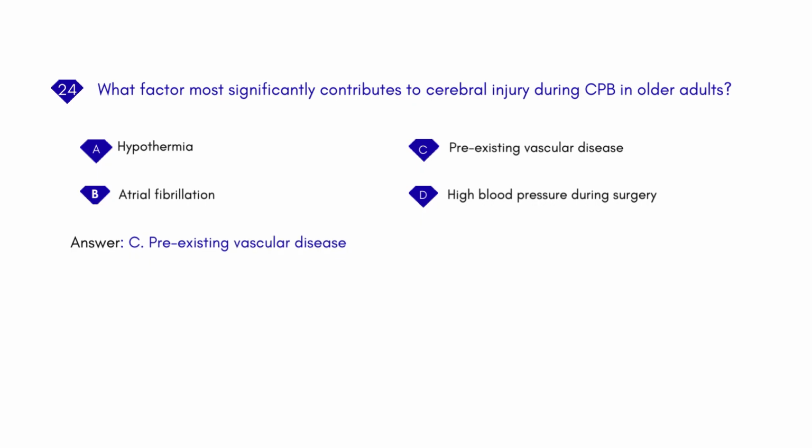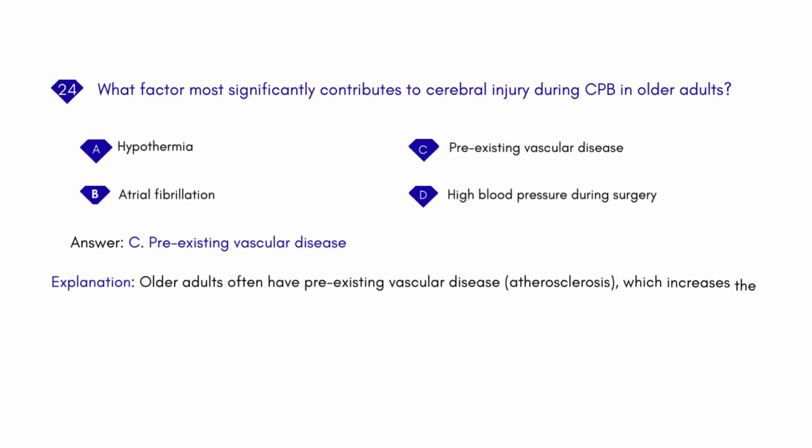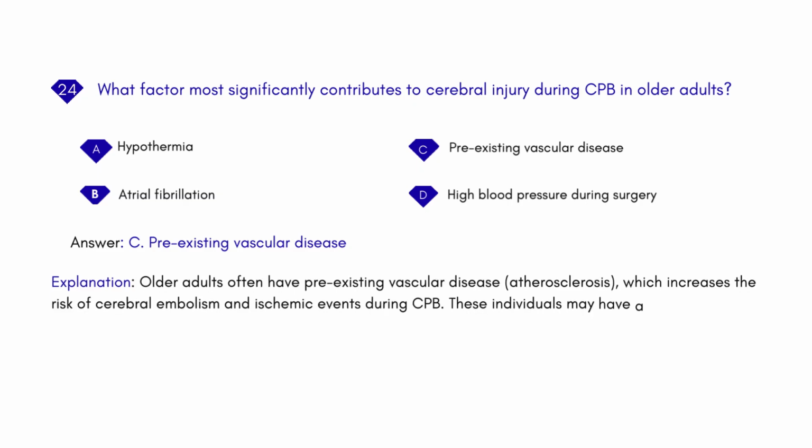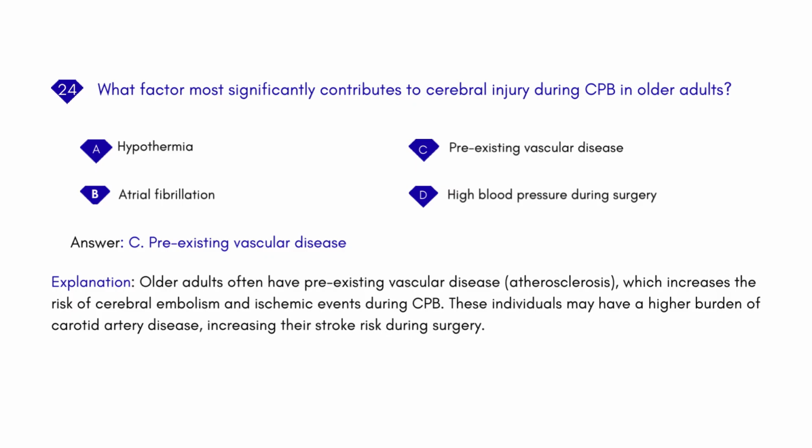Answer: C. Pre-existing vascular disease. Explanation: older adults often have pre-existing vascular disease, atherosclerosis, which increases the risk of cerebral embolism and ischemic events during CPB. These individuals may have a higher burden of carotid artery disease, increasing their stroke risk during surgery.